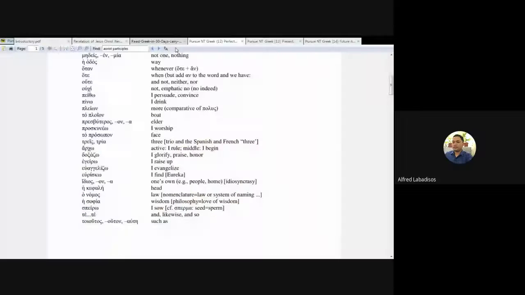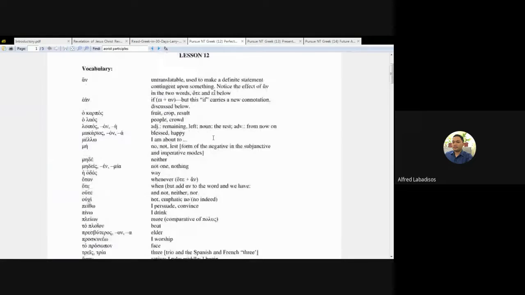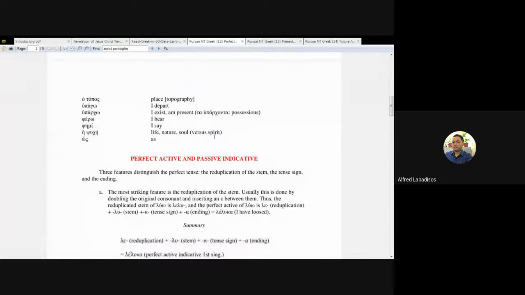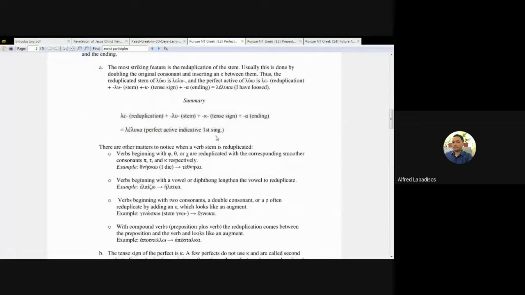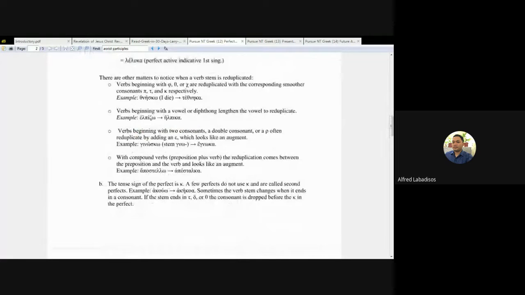Okay, so let me share my screen. What were the things we discussed last time? Last time we talked about perfect, active, and passive verbs, right? In the indicative mood.